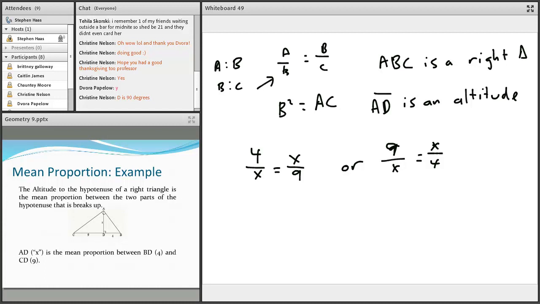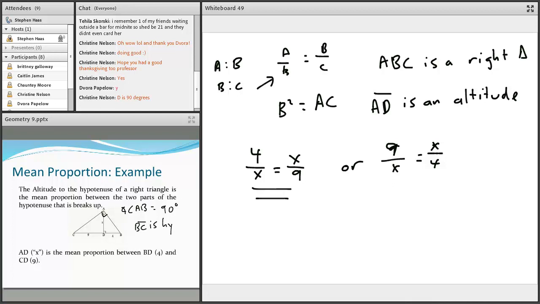Because in the big triangle, in other words triangle ABC, this is the right angle, CAB is the 90-degree angle. So therefore, BC is the hypotenuse. Okay? So X, or AD, is the mean proportional between CD and DB. So, how would we figure out what X is? What should we do first?